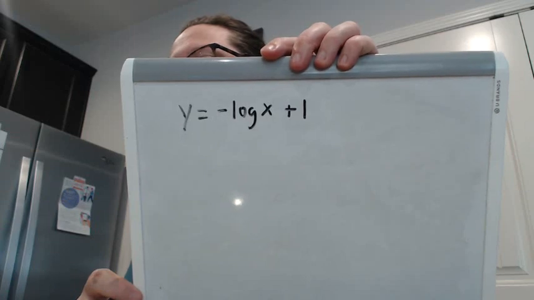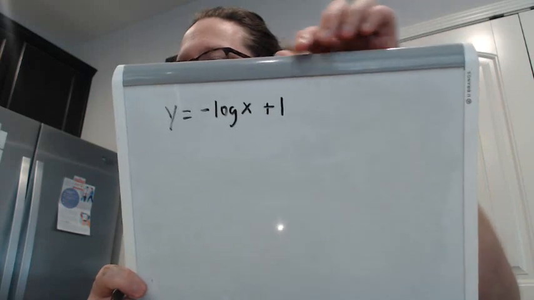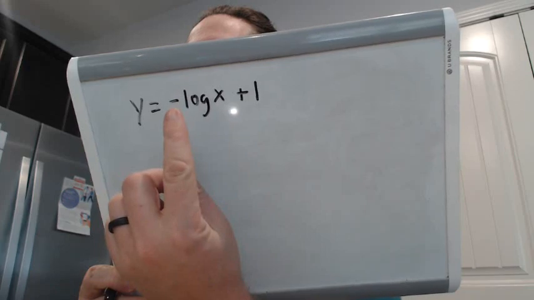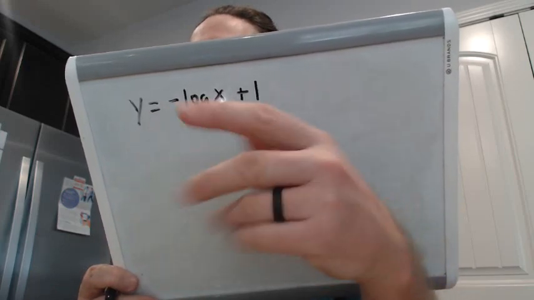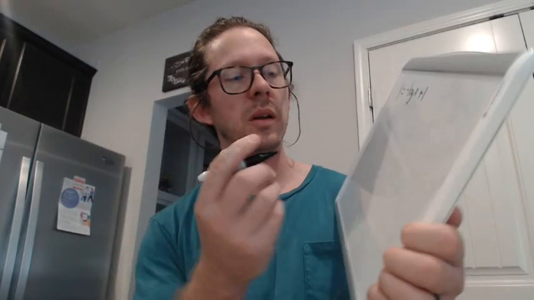So let me do one more here. Let's see what we can come up with. So I'm going to say y equals, I don't know, negative log x plus 1, something like that. Okay, so what would happen here is basically from your logarithmic graph, this would reflect it over the x-axis, the vertical reflection, and this right here would shift it up 1. Now with that base of 10, you're welcome to do this however you want.